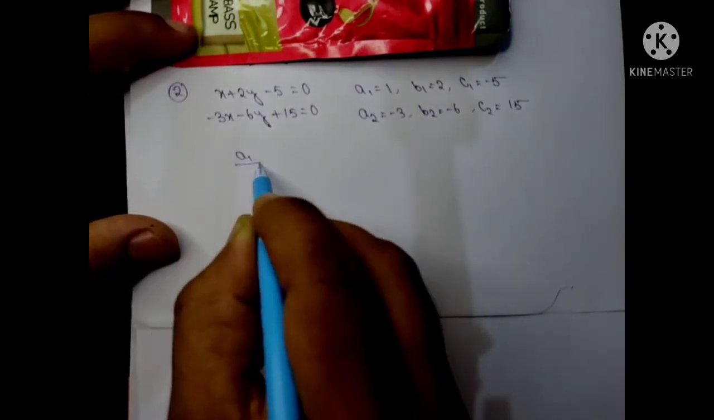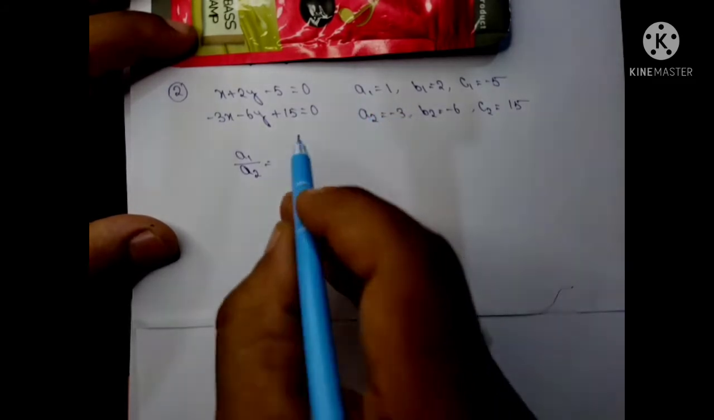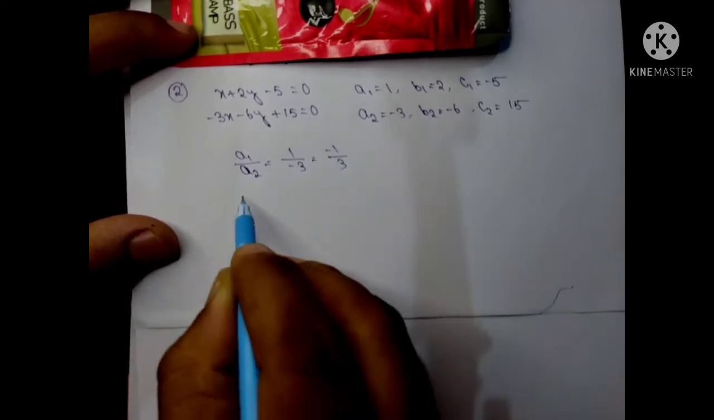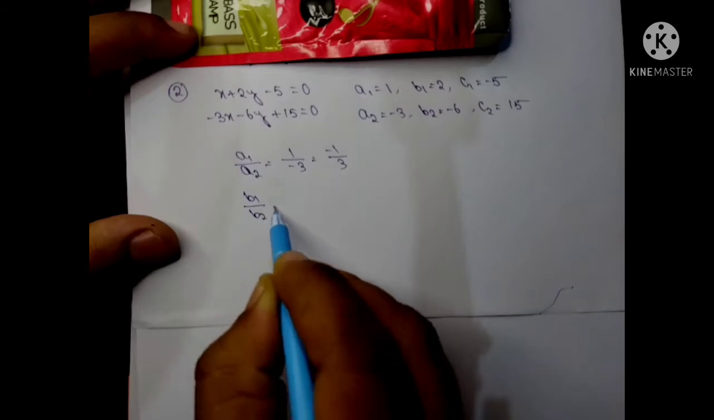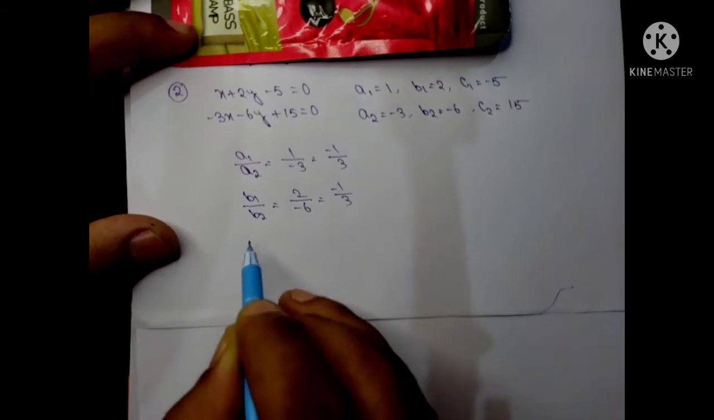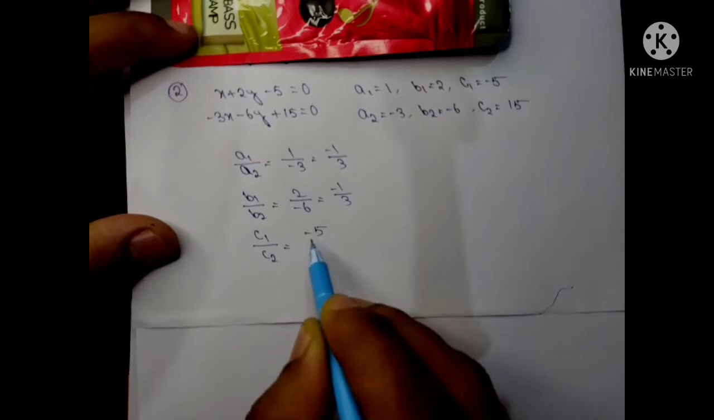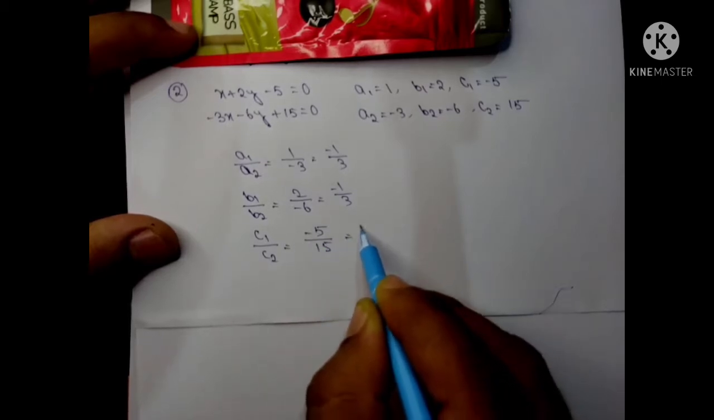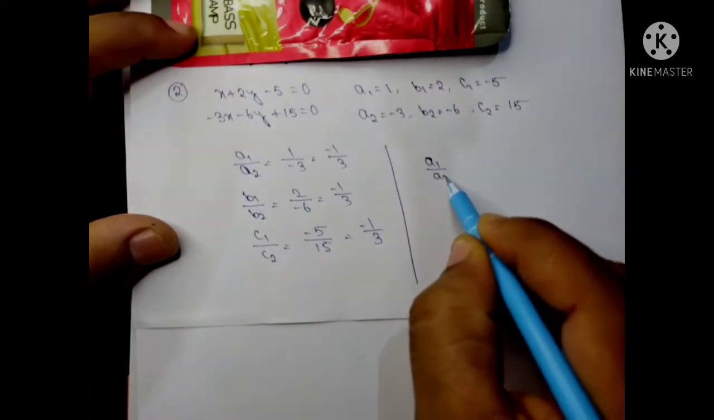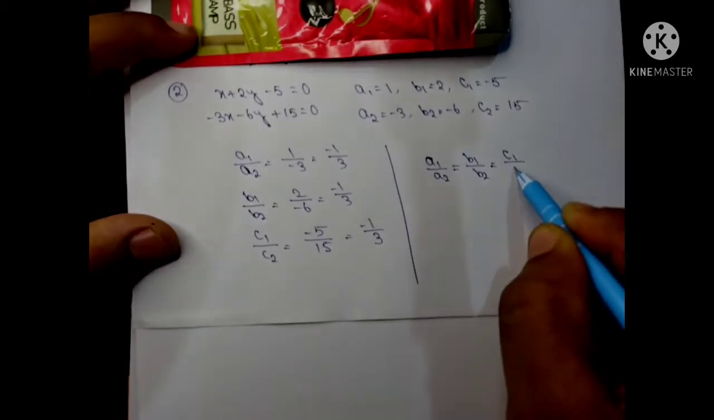Now find a1 by a2. Here the value of a1 is 1 and a2 is minus 3. So it becomes 1 by minus 3, which is equal to minus 1 by 3. Similarly, b1 by b2 is equal to 2 by minus 6, which is also minus 1 by 3. Then find c1 by c2. c1 is minus 5 and c2 is 15. So this becomes minus 1 by 3. Here you can see the value of a1 by a2 is equal to b1 by b2 is equal to c1 by c2.